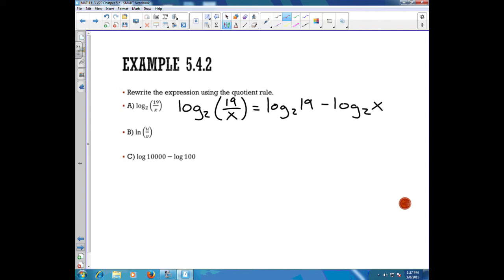We can do the same for the second one. We have the natural log of u divided by v. Well, that's the natural log of u minus the natural log of v. Notice the numerator is positive, the denominator is negative.